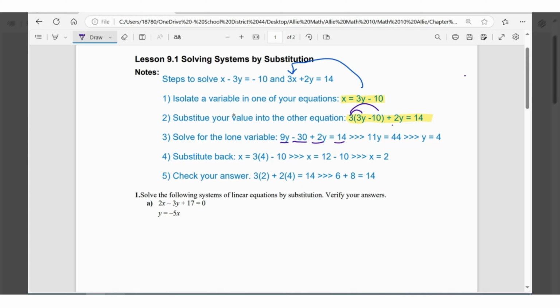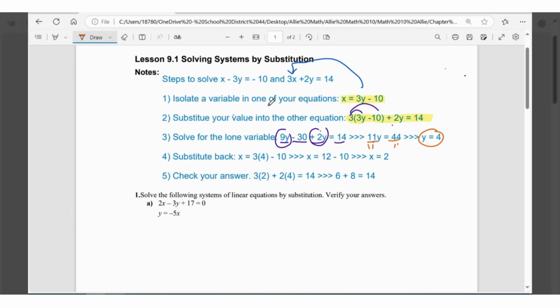Then I use these little symbols to show I've taken another step. What I've done is added our like terms. I added the 3y and the 2y together. That gave us 11y. And I moved this 30 over as a positive 30, so 30 plus 14 gives us 44. And then as our final step, I divided by 11 on each side, and now we have y equals 4. So we have a single number that y equals, which is great.